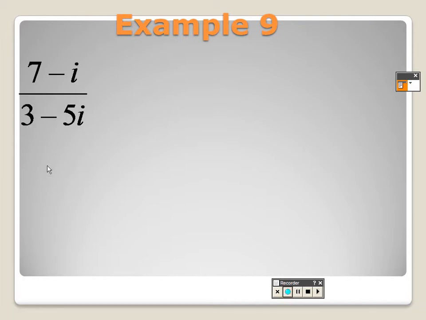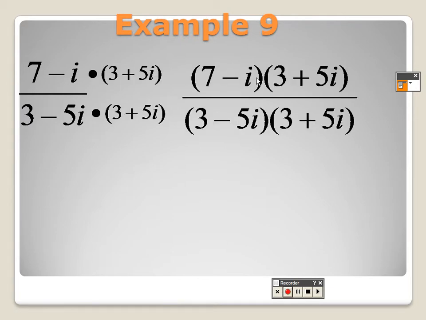So with this one, 3 minus 5i, you can't have i's in the bottom. You can't have them in denominators, right? Because you can't have roots and you can't have exponents with fractions in the denominators. So this is 3 minus 5i, so the conjugate would be 3 plus 5i on both the top and the bottom. So this is what I'm looking at, a whole bunch of stuff to FOIL.